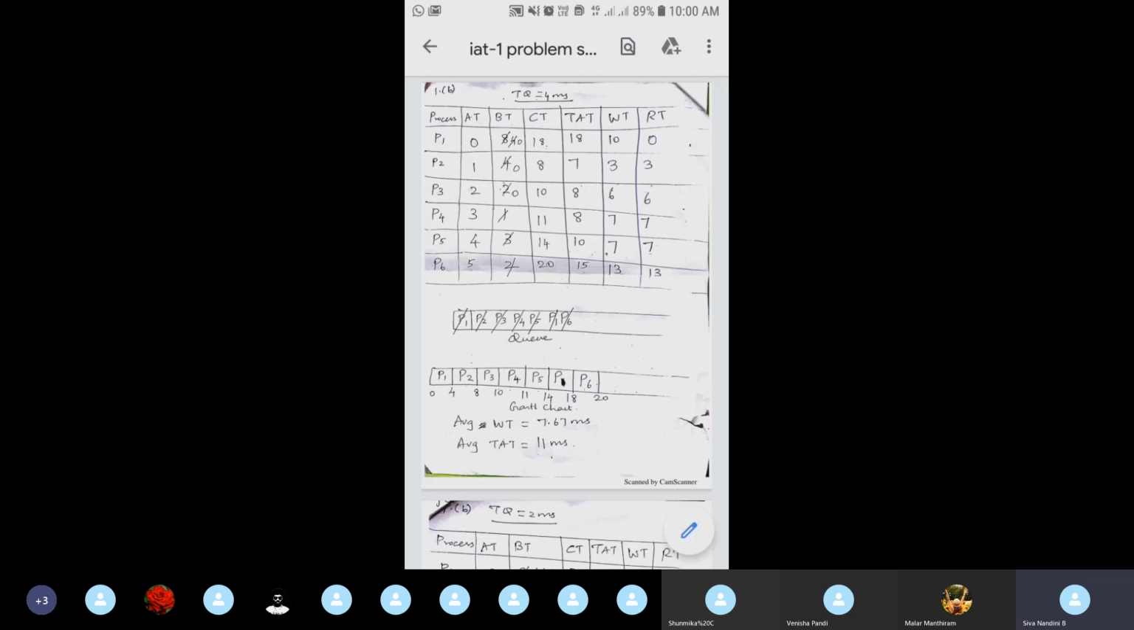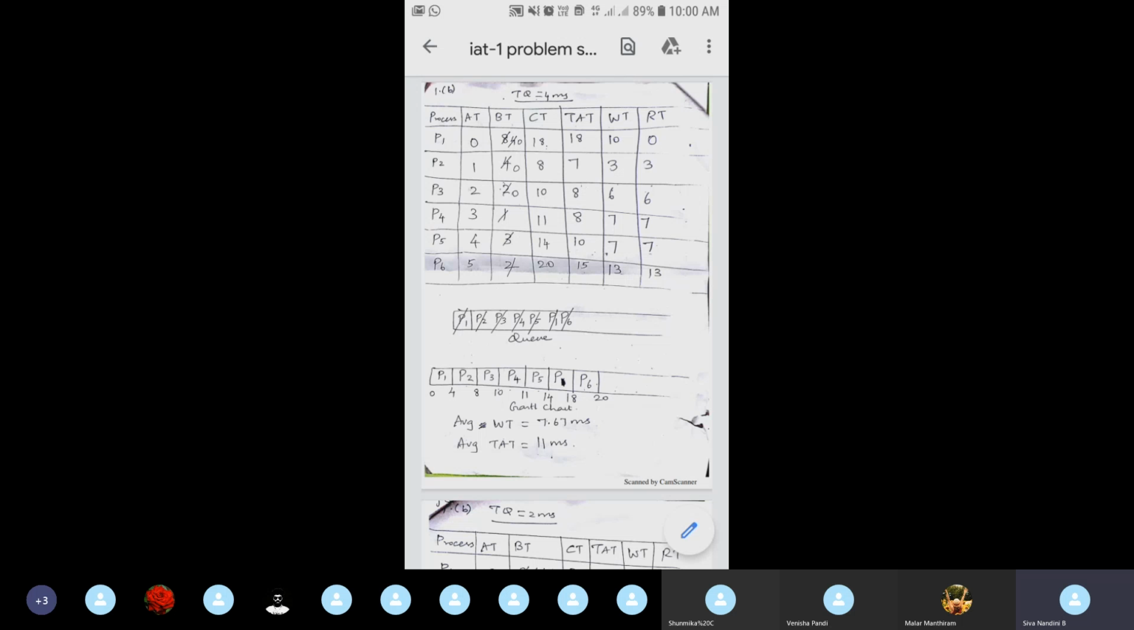And then the process P5, if you see, it arrives in the system at 4 millisecond. In the Gantt chart, the process P5 started its execution at 11th millisecond. So from 4 millisecond to 11th millisecond, the process waited in the system for getting its first response. So 11 minus 4 is equal to 7. This is the response time for process P5.